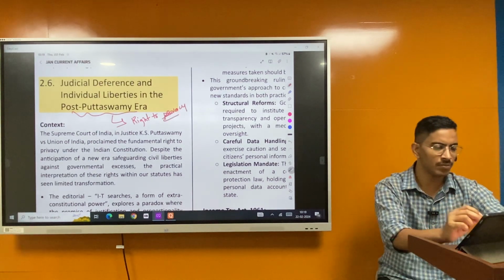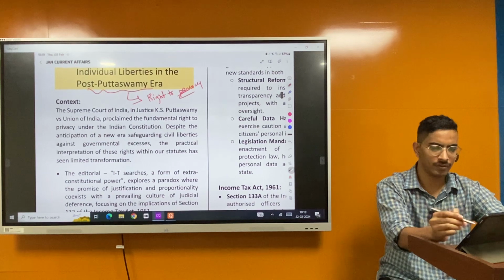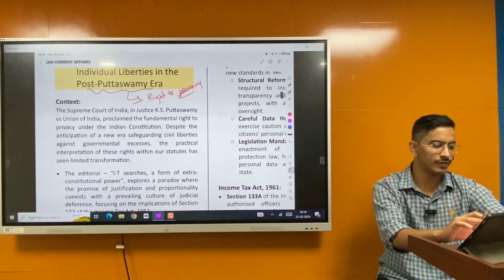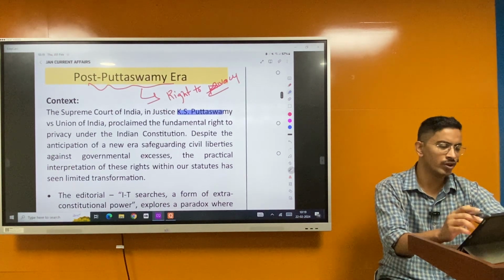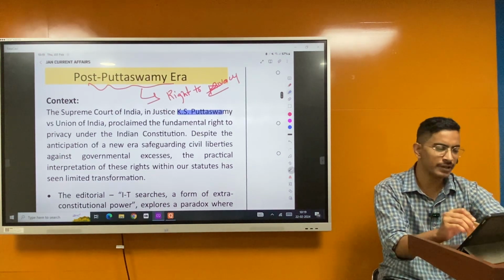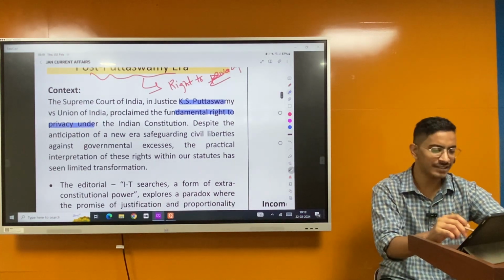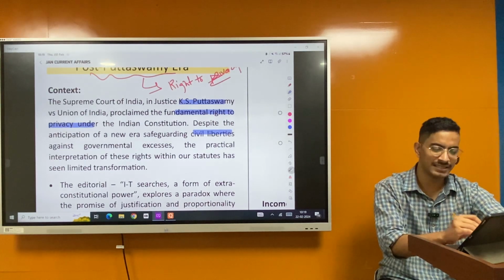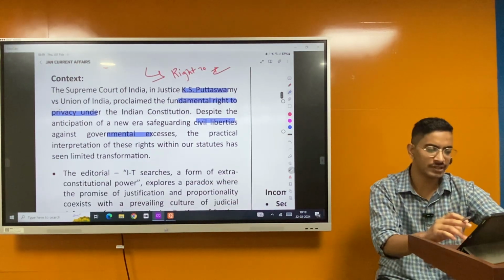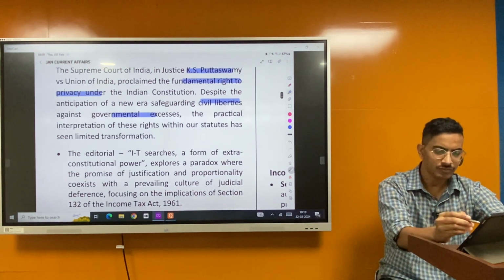So write this. Yeah. So let's read what is this. The Supreme Court of India in Justice Puttaswamy versus Union of India proclaimed the fundamental right to privacy under the Indian Constitution. Despite the anticipation of a new era safeguarding civil liberties against government excesses, the practical interpretation of these rights within our status has seen limited transformation.